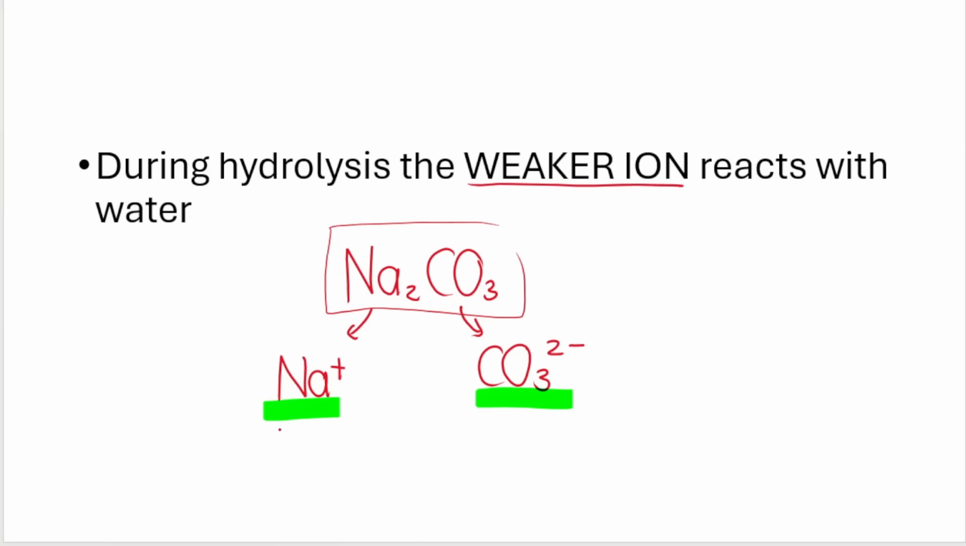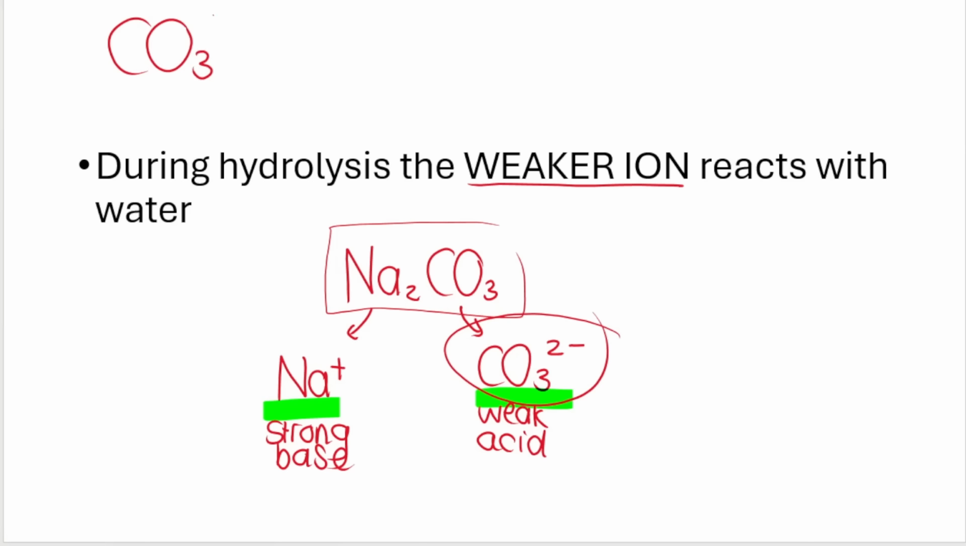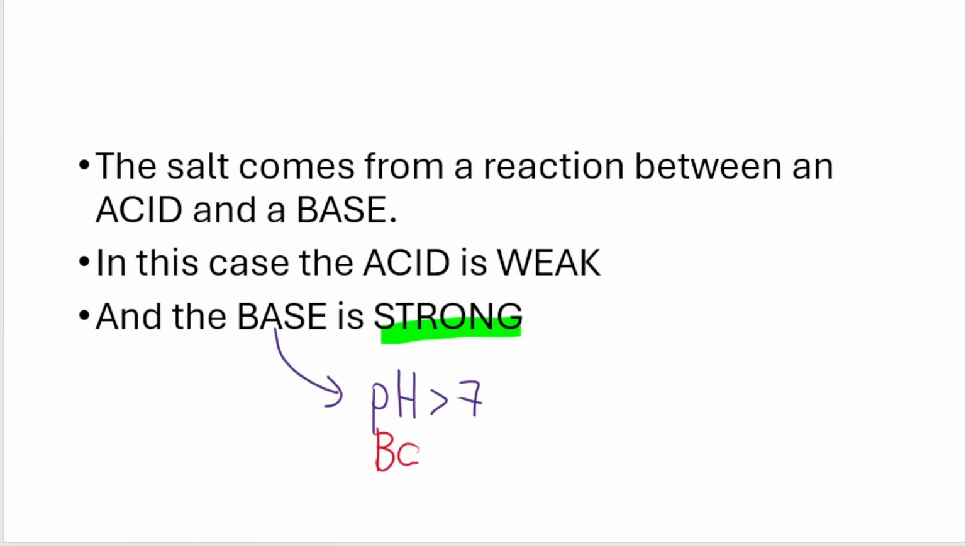So we said Na+ comes from a strong base, so that's not the weaker one. Na+ is the stronger one. CO3 2- comes from the weak acid. So in our case, it's this weak ion, CO3 2-, that will react with water. We expect the final solution to be basic, with a pH greater than 7.